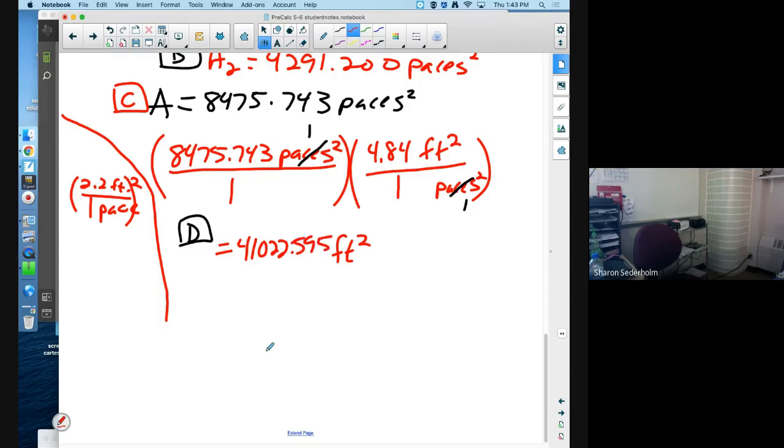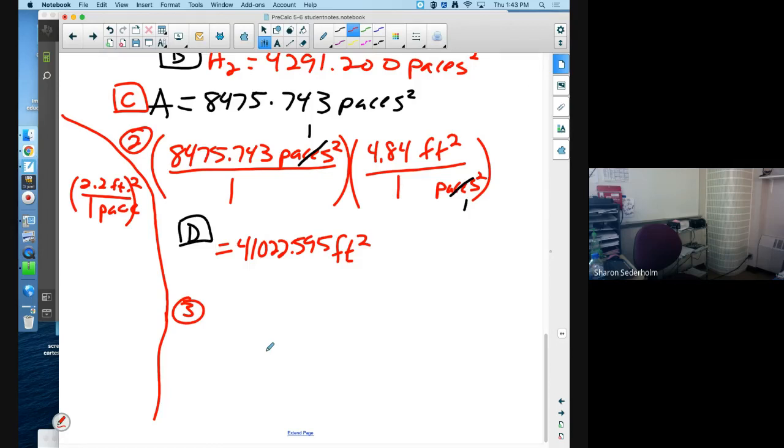Square feet. All right. So that was the answer to number 2: convert the area to square feet using the measure of Jim's pace. Number 3 says, let's keep working. We're trying to go to acres here.